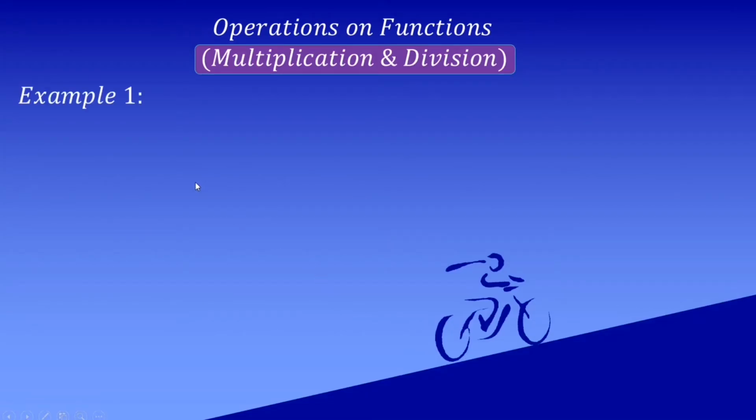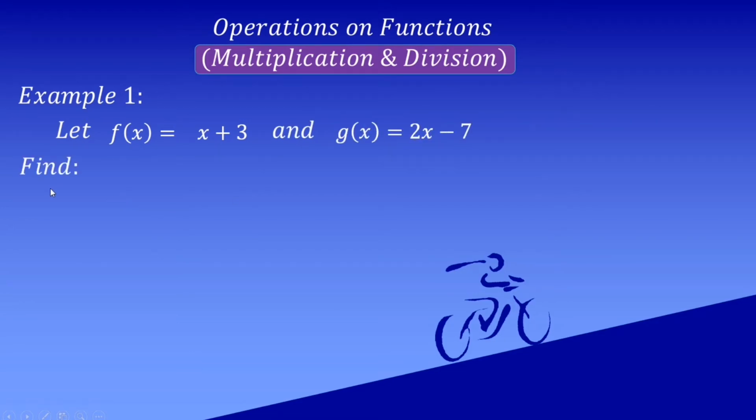For example 1, let f of x equal x plus 3 and g of x equal 2x minus 7. Find number 1, the product of f and g of x. Number 2, f over g of x. Number 3, g over f of x. Let us solve number 1.